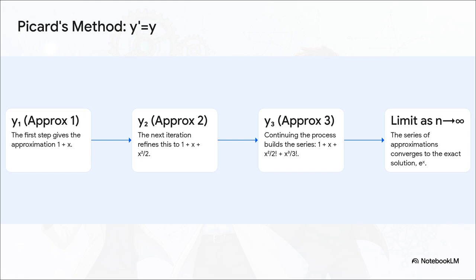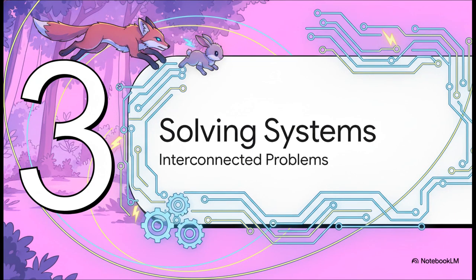For a simple equation like y' = y, we start with our initial condition. And look, with each iteration, another term gets tacked onto our approximation. You can literally see the power series for e^x building itself right before your eyes. And what's that? It's the exact solution. It's an amazing way to see that not only does a solution exist, but we can actually construct it from the ground up.